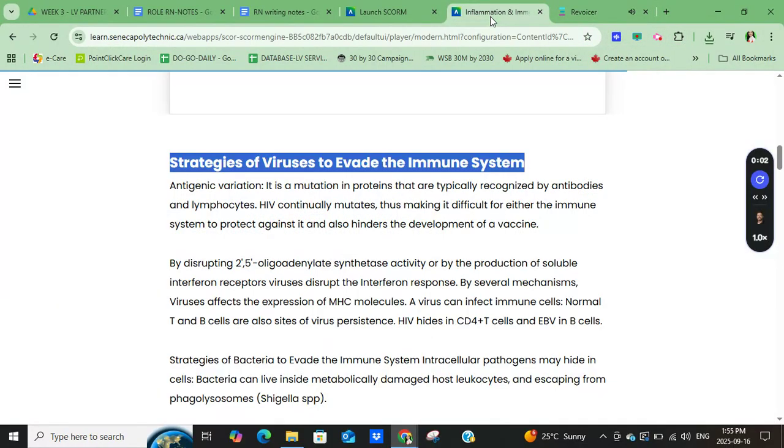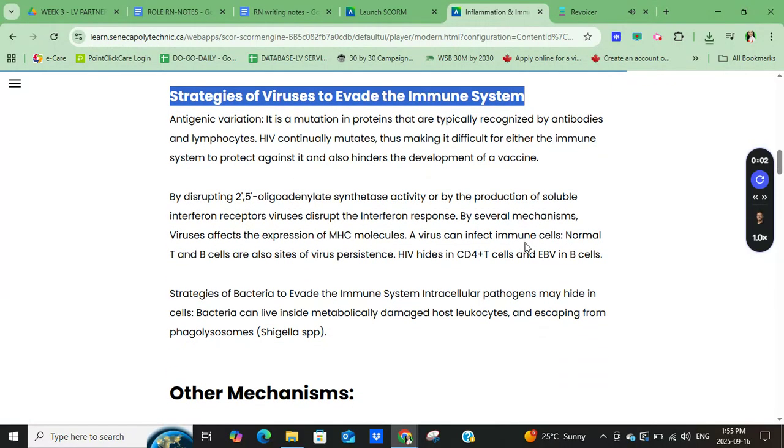Strategies of viruses to evade the immune system. Antigenic variation. It is a mutation in proteins that are typically recognized by antibodies and lymphocytes. HIV continually mutates, thus making it difficult for the immune system to protect against it and also hindering the development of a vaccine. By disrupting 2',5'-oligoadenylate synthetase activity or by the production of soluble interferon receptors, viruses disrupt the interferon response. By several mechanisms, viruses affect the expression of MHC molecules.